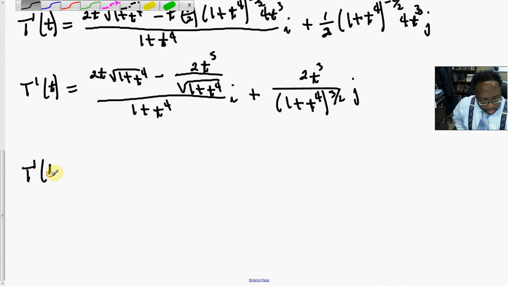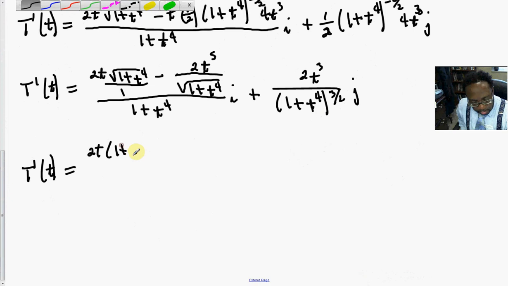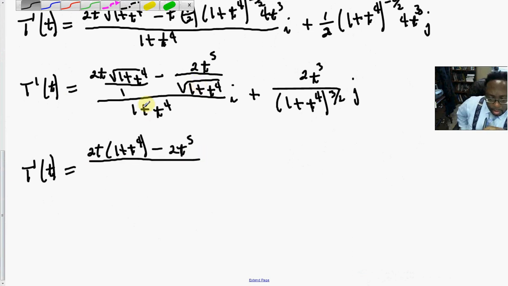This is T prime. And we're going to add these two fractions. We're going to multiply this denominator to this denominator. And you multiply this term also in the numerator. So we get 2t times 1 plus t to the 4th minus 2t to the 5th. That's all over the square root times the whole term, which is 1 plus t to the 4th to the 3/2 power.